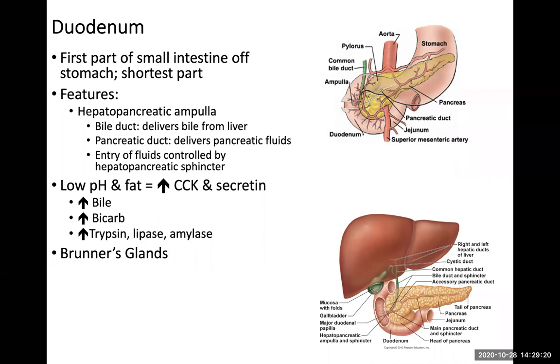So CCK and secretin together play a really important role in the digestion of fat and the digestion of proteins. Both of these are stimulating to the pancreas and increase the amount of enzymes that the pancreas makes and dumps into the duodenum. And those enzymes are going to be responsible for chemically digesting all of the macromolecules. So fats, carbs, proteins, and also nucleic acids.